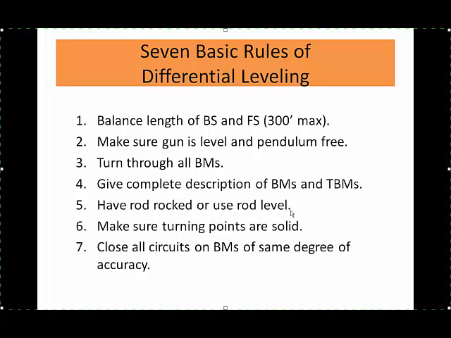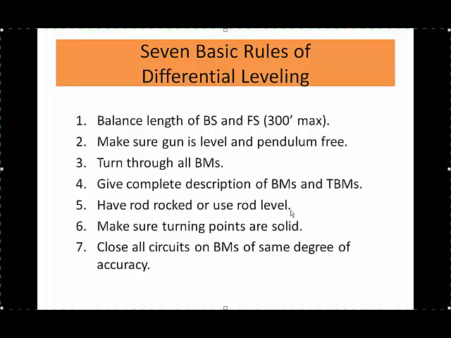As we wrap up this particular lecture on leveling, there are 7 basic rules that I would like to point out to you that will guide your field work and help you understand the impact of errors on what we do. Number 1, make sure that you balance the length of your foresights and back sights. This comes right out of the concept of peg tests, but certainly is used to eliminate those systematic errors due to minor maladjustments. And I'd recommend you try to keep your foresight and backsight distance to about 300 feet.